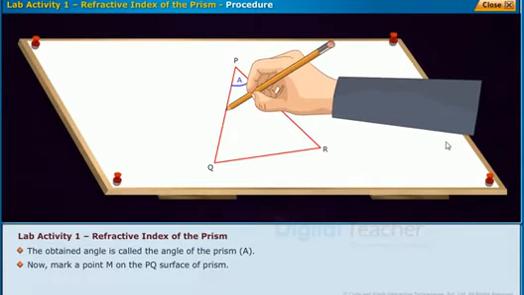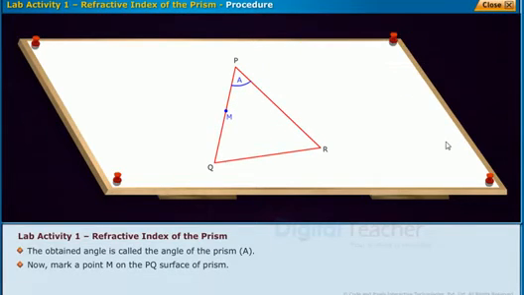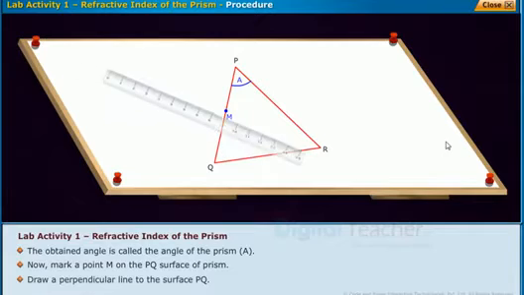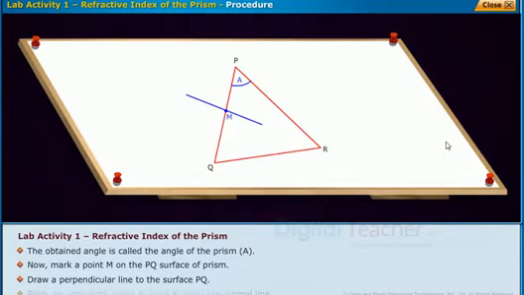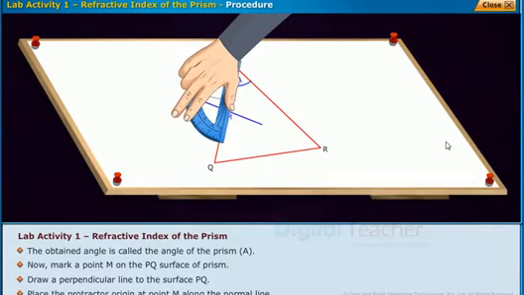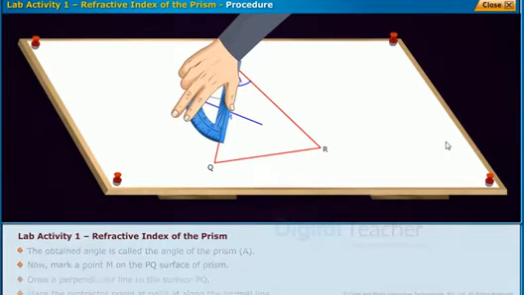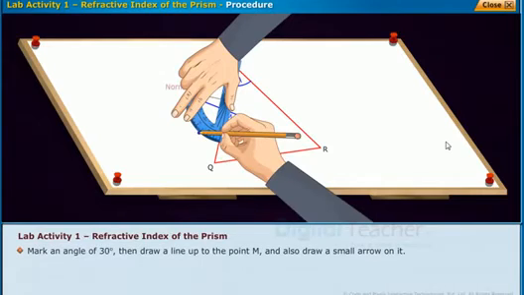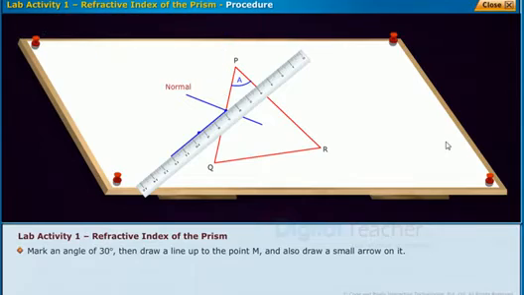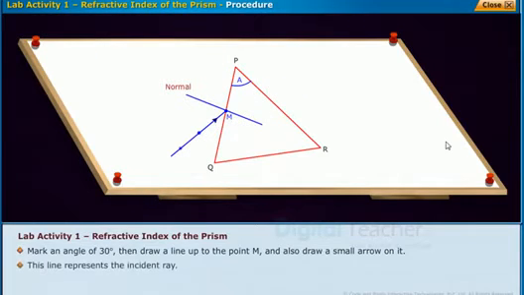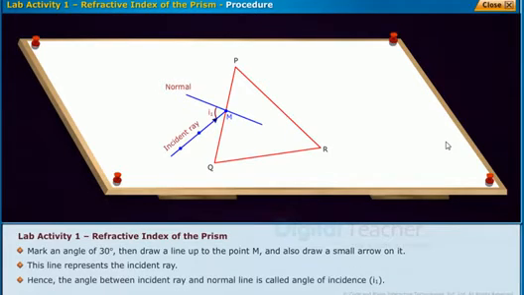Now mark a point M on the PQ surface of prism. Draw a perpendicular line to the surface PQ. Place the protractor origin at point M along the normal line. Make an angle of 30 degrees, then draw a line up to the point M and also draw a small arrow on it. This line represents the incident ray. Hence, the angle between incident ray and normal line is called angle of incidence I1.